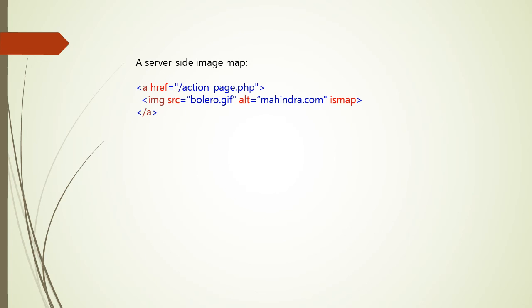You can try a server-side image map program this way. a href is equal to some path you give, img src is equal to some GIF file, alt is equal to, that is alternative text, is map, /a, and see the output.